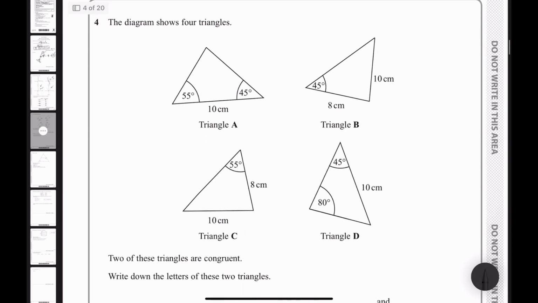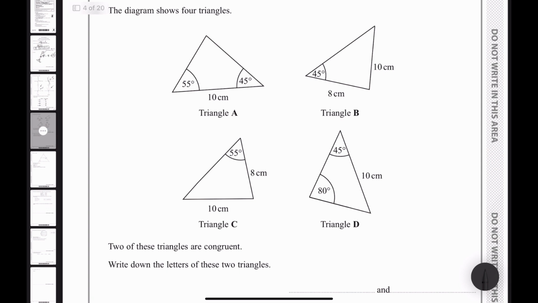Let's move on to question number 4. In this, it says the diagram shows 4 triangles, triangle A, B, C, and D. 2 of these triangles are congruent. Write down the letters of these 2 triangles. Congruent means all the angles and all the lengths have to be equal to each other.